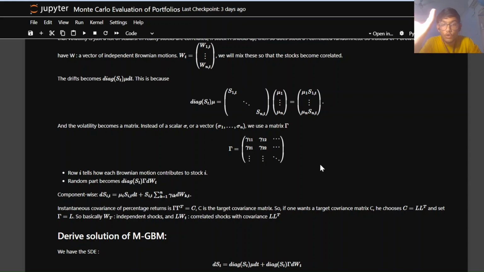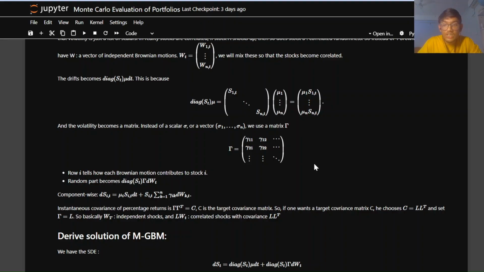So you have this row, right? Let's say you're talking about stock i. So its corresponding row in this gamma matrix tells me how much each Brownian motion in this W vector contributes to stock i, because this row gets multiplied by this column vector W in matrix multiplication, right?